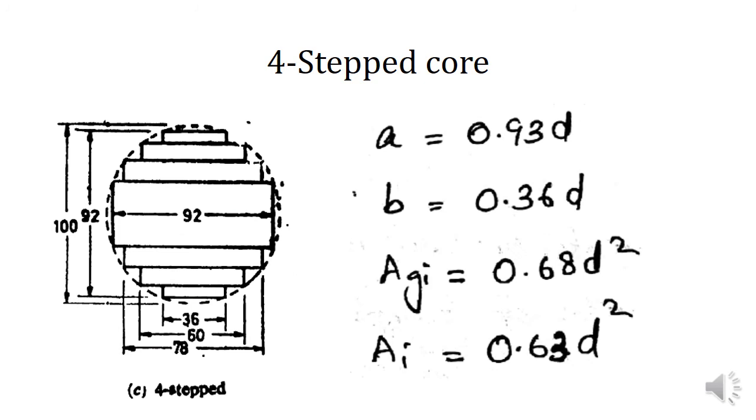Next is four-step core. In four-step core, we have four different types of laminations: 1, 2, 3, and 4. The width of largest stamping is a. So letter a is equal to 0.93 d, and AGI, that is gross iron area, is equal to 0.68 d square, and Ai, that is net iron area, is equal to 0.63 d square.